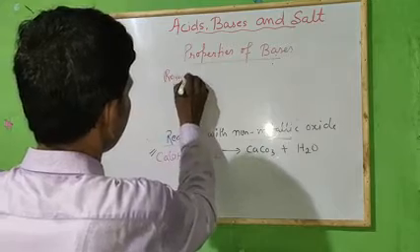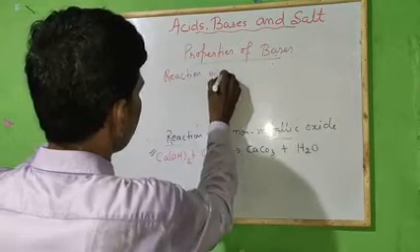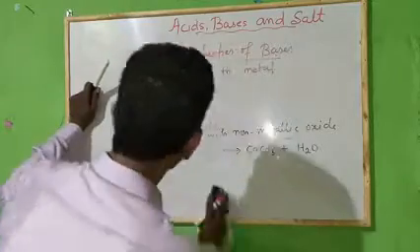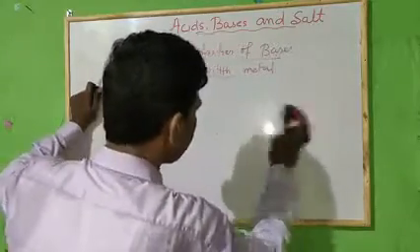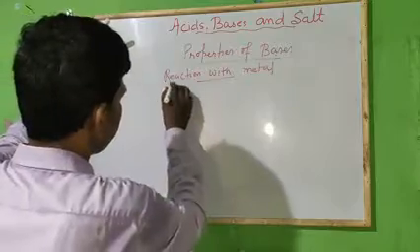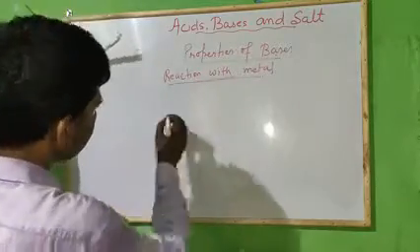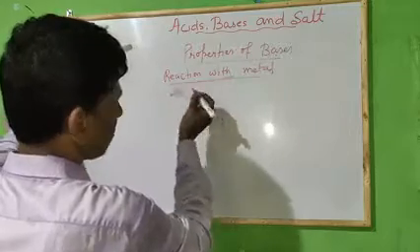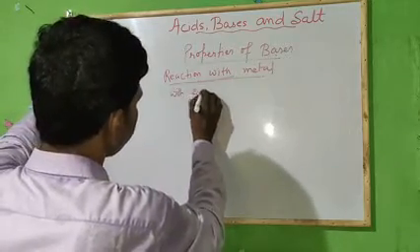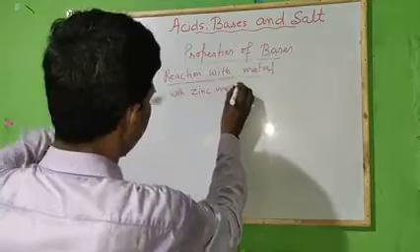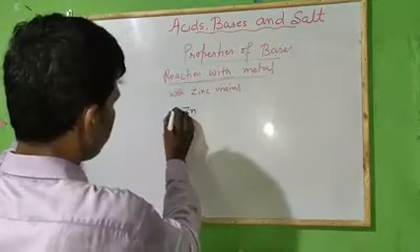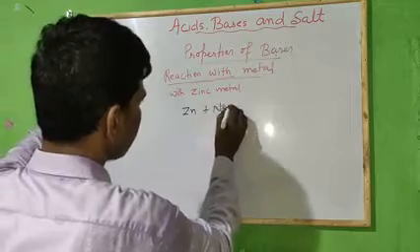Reaction with metal. When bases react with water, they will form a respective salt. You can see, suppose, a very important reaction I'm writing, with zinc metal. Suppose I am writing zinc plus sodium hydroxide.